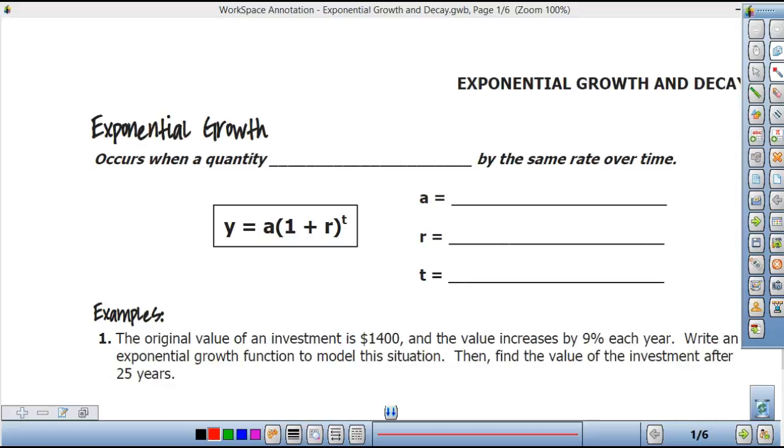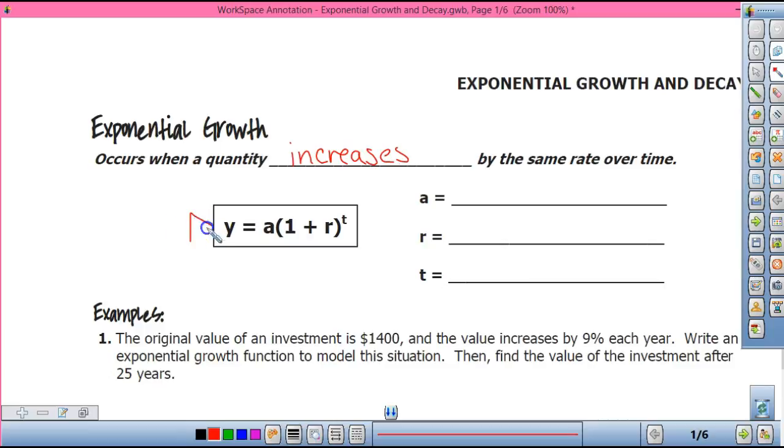Between the two, and that's our growth or our decay factor and how we figure it out. Okay? But I really like today because today's all real world stuff. So, exponential growth occurs when a quantity increases by the same rate over time. So this is like when we're dealing with investments and stuff like that, when we're putting money in a bank and it keeps increasing our money. Okay? That's the best.